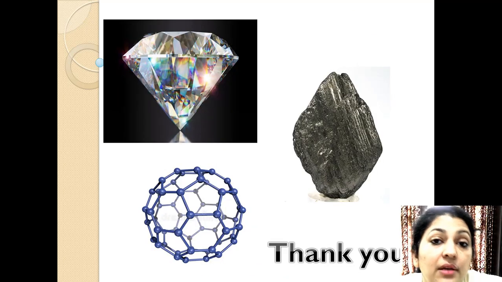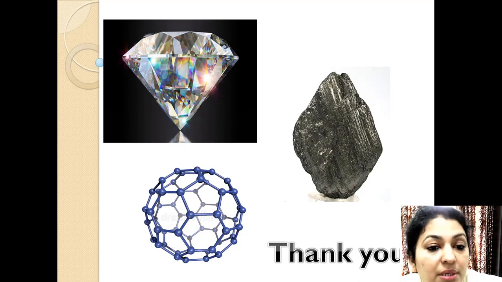So today we learned about different allotropes of carbon, such as diamond, graphite and fullerene.